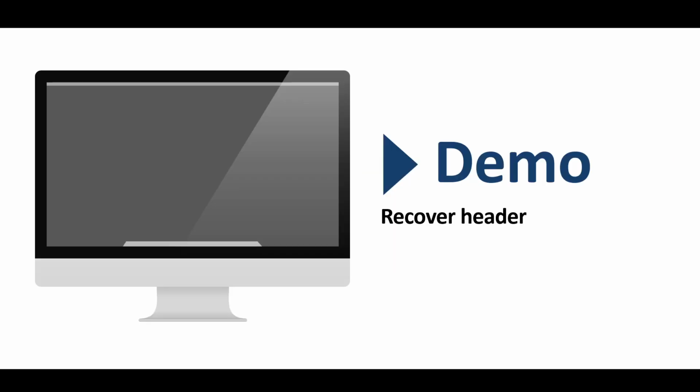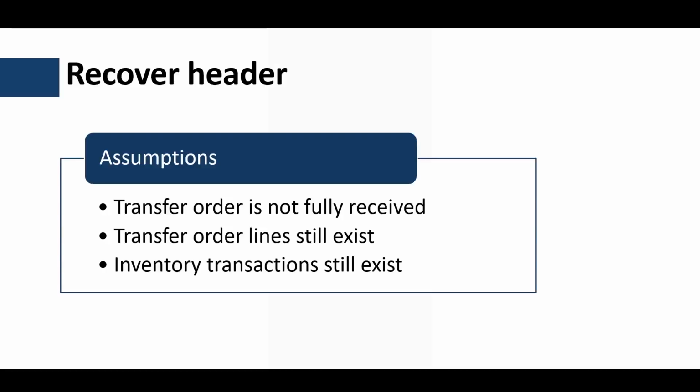Now let's review the last option, recover header. This option is used to recover unexpectedly removed transfer orders, as long as the transfer order is not fully received and the transfer order line and the related inventory transactions still exist.